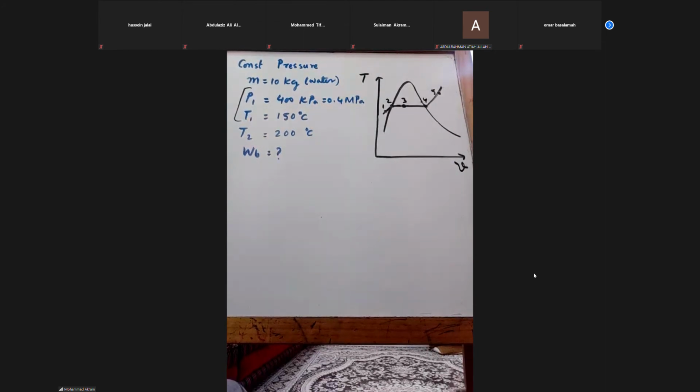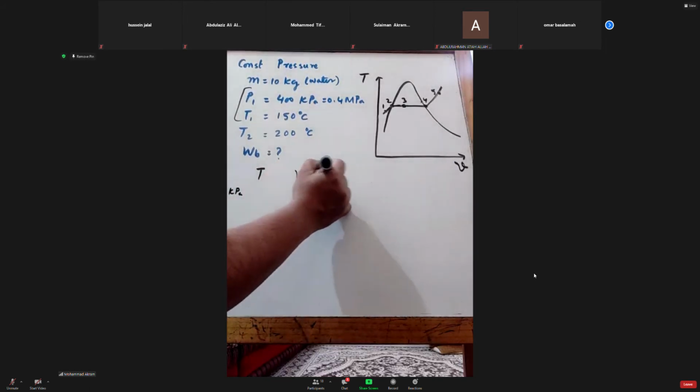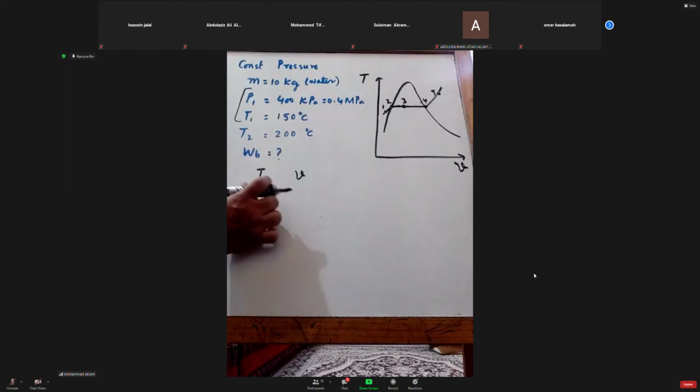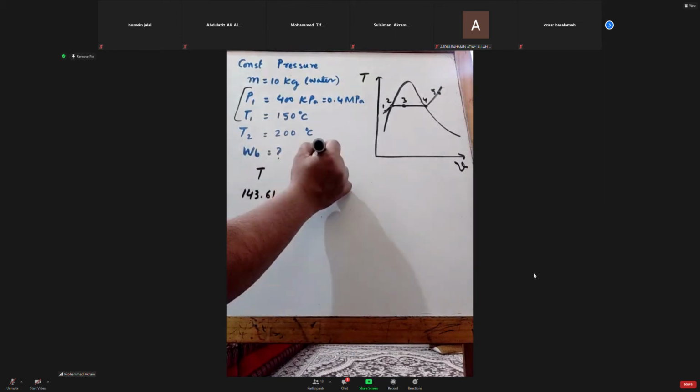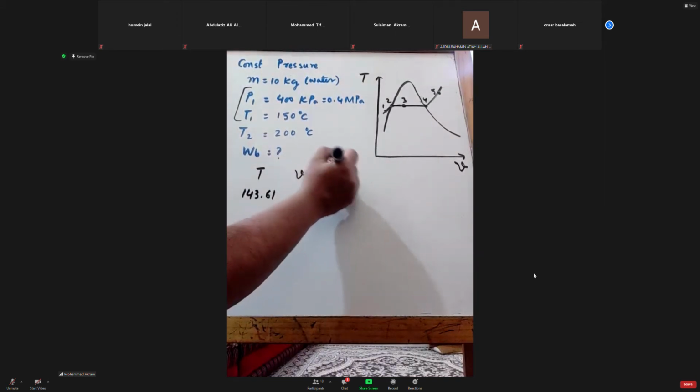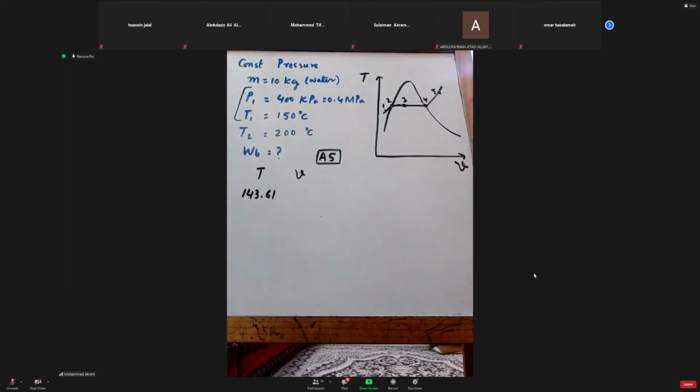Please check the table. For the P column, you need to see the 400 kilopascal. Then you will see the T, V, etc. If you see the pressure, the temperature there is 143.61. Is this A4 or A5? This is A5, because A4 is for temperature. A5 is for pressure.